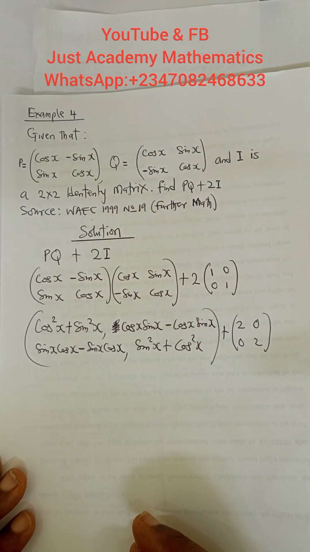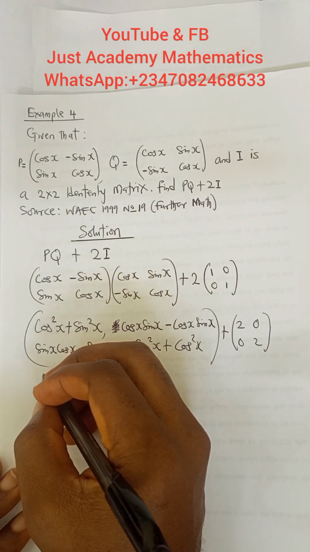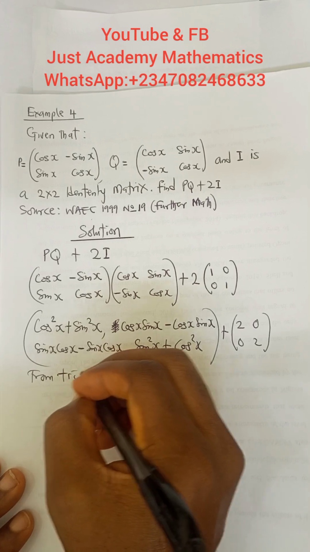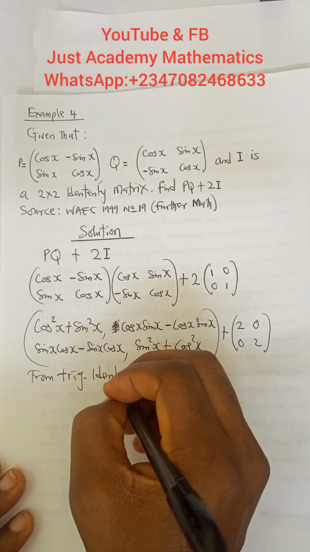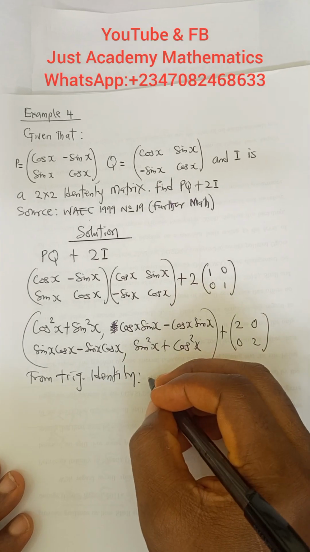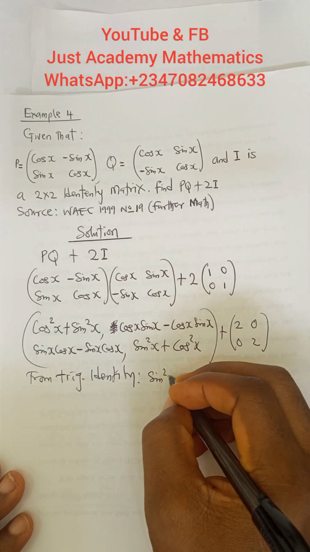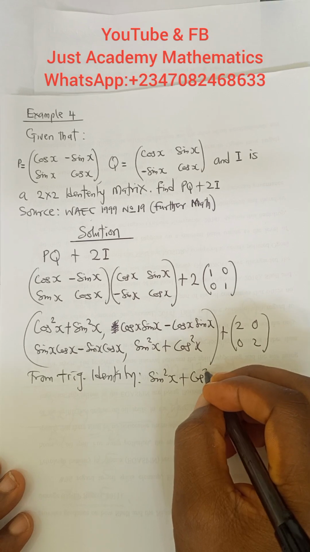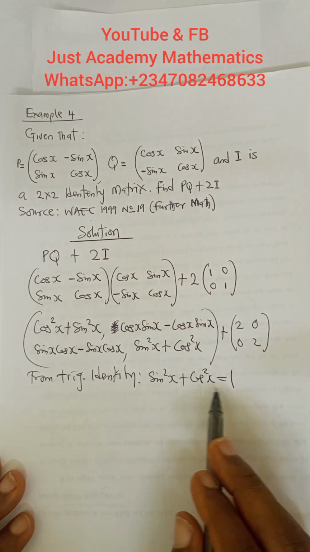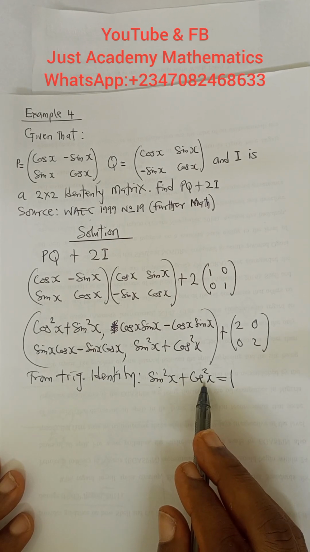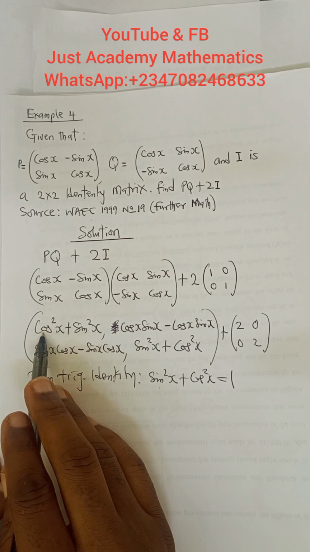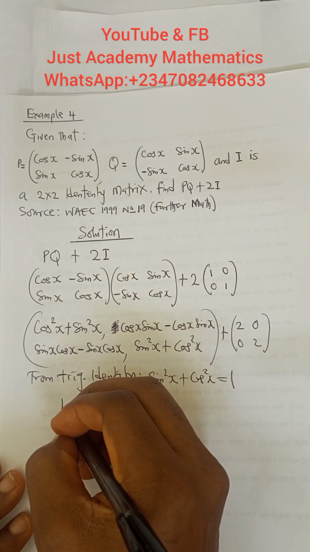Now, in trigonometry, one of the identities from trigonometry identity, there is an identity that states that sine square S plus cos square S is equal to 1. So anywhere you see this equals to 1, whether sine is starting or cos is starting, it means the same thing as far as it's plus. So this one you are seeing here, cos square S plus sine square S means 1.